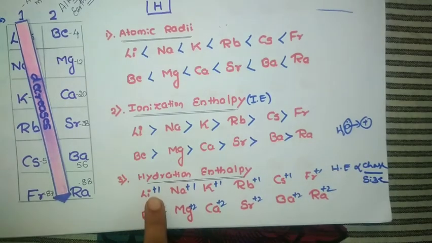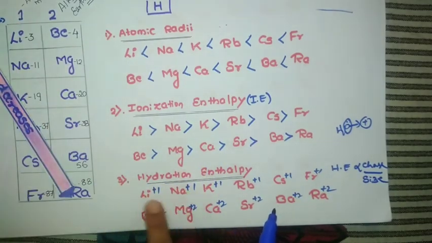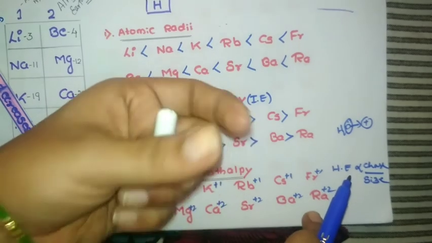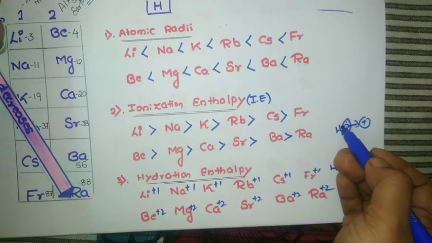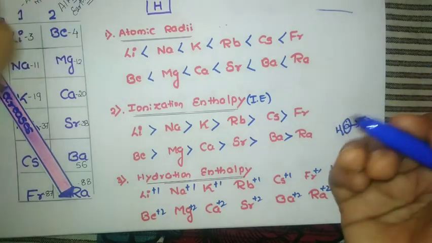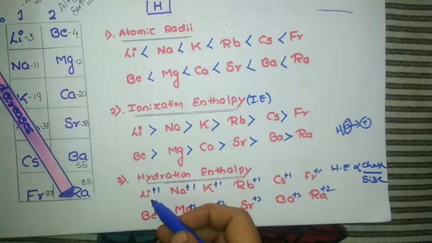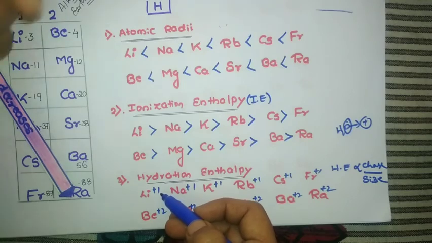I am discussing group 1 now. Lithium is the one which has the highest hydration enthalpy. It's because of its smaller size, it gets more attracted to the lone pair of electrons of the water molecule and is more hydrated. The energy released is high, and the hydrated molecule formed is highly stable. Smaller the size, more will be the hydration enthalpy, more the energy released, and more stable it will be.